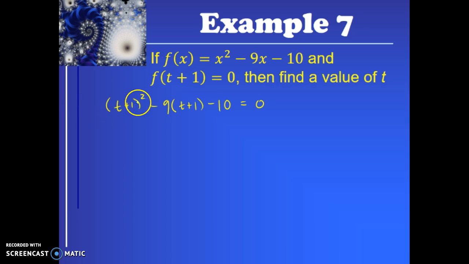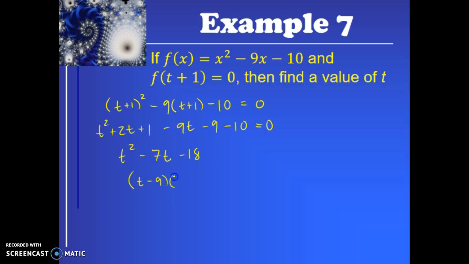For this one, remember you cannot distribute a squared across, so you want to think about it as t plus 1 times t plus 1. So 9t minus 9 minus 10. And what do I got? I got a t squared minus 7t minus 18. So maybe I'm going to have a t minus 9 and a t plus 2. So my t is either going to equal 9 or negative 2. So because I'm looking for values of t, I know I'm done. If I went with the other strategy, I'd have to find out what x is first, and then set x equal to t plus 1 to make sure that I'm answering in terms of t.